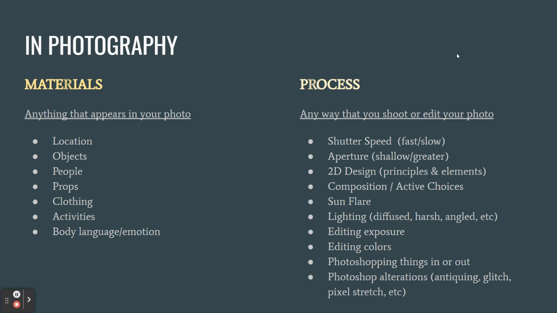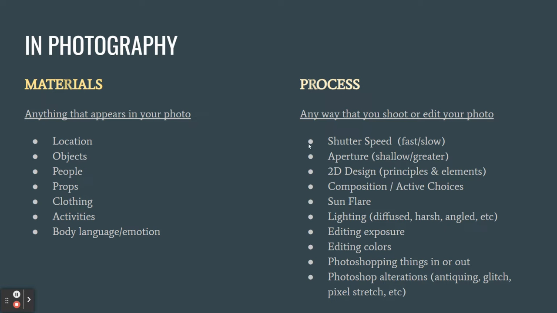The way that I have always taught it to my students, and it seems to have worked, is that in photography, your materials can be anything that appears in your photo. What location you have chosen, because again, these are all active choices you make as a photographer. What objects, what people, what props, what are they holding, what's around them, what are they wearing, what are they doing, what's their body language, what's their emotion. All of those things are materials.